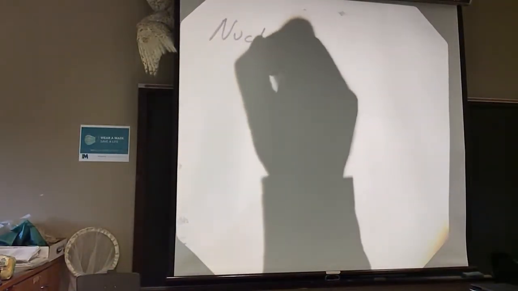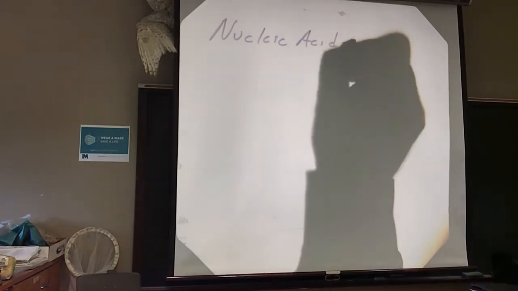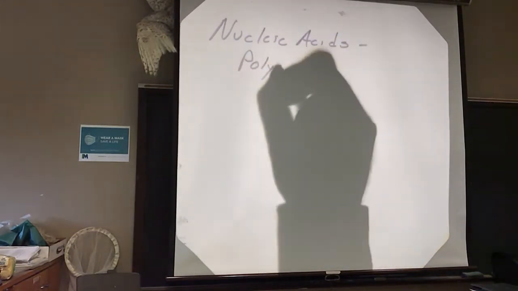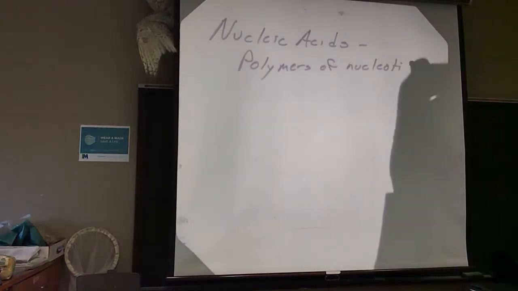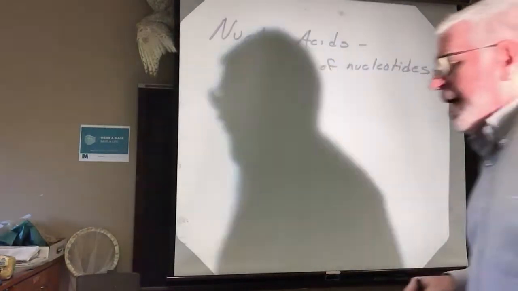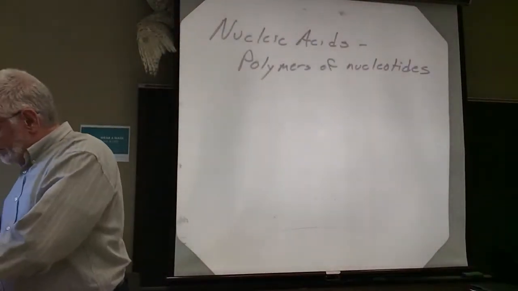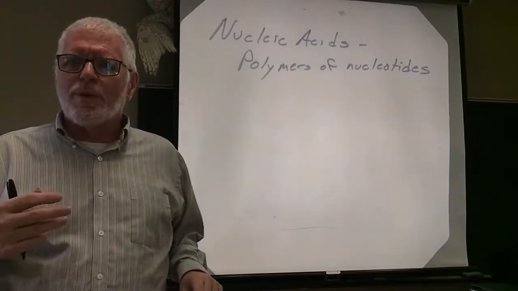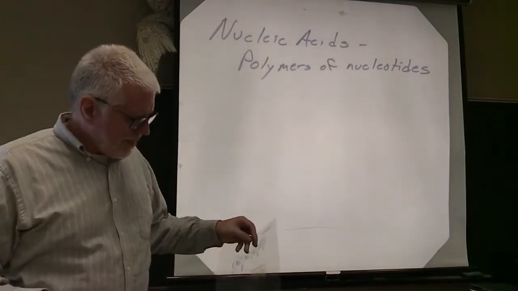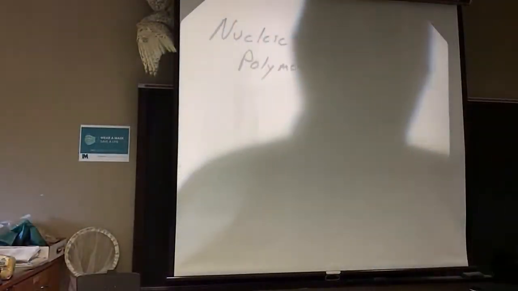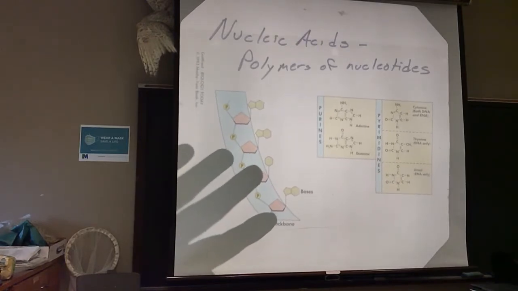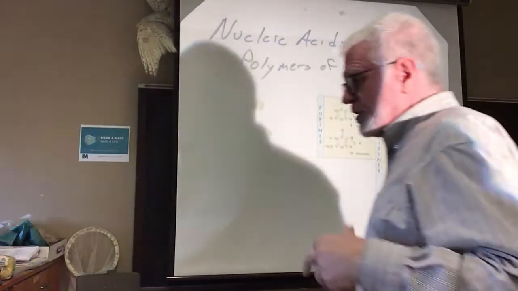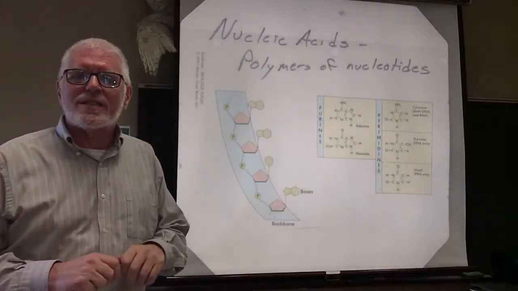Nucleic acids. These are long strings again of repeating units. That's what a polymer is. Remember, proteins are polymers, starches are polymers. These are long strings of what are called nucleotides. In living things, there's really only 5 kinds. There's a lot more kinds than that, but you don't tend to find them in living things.